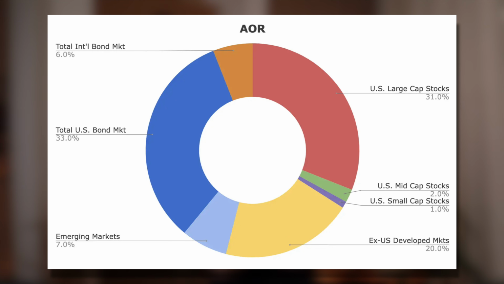AOR's current exposure looks like this: 31% US large cap stocks, 2% US mid cap stocks, 1% US small cap stocks, 20% ex-US developed markets, 7% emerging markets, 33% total US bond market, and 6% total international bond market. Exposure like this with one ticker was historically only available with a mutual fund.